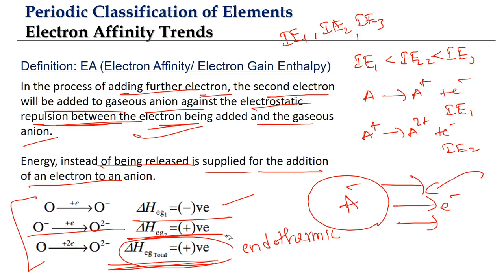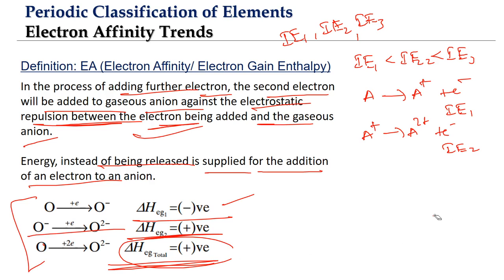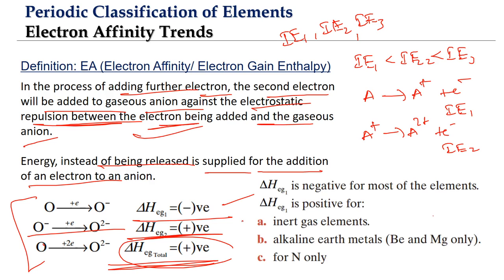So the first electron gain enthalpy in most of the cases will be negative. What about the second? The second will be positive. The third, if you have some other elements which can form the 3 minus type of anion by gaining a third electron, in that case the third electron gain enthalpy, Eg3, also will be positive, like that. Okay, so generally if you look at Eg1, electron gain enthalpy 1, we said it is negative for most of the elements.